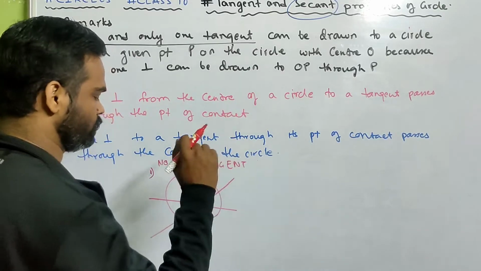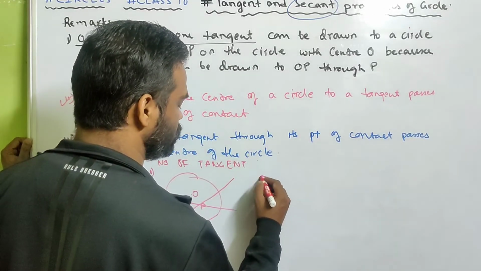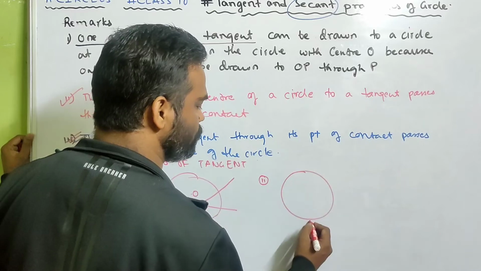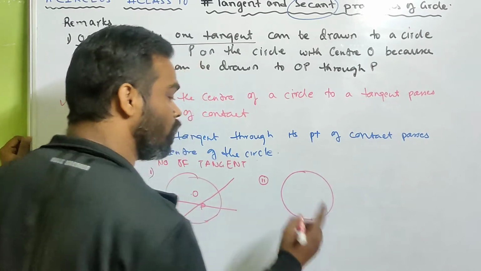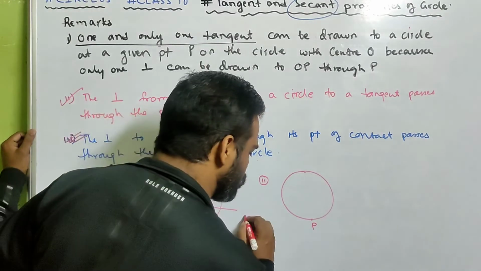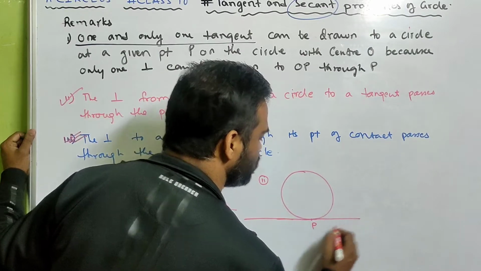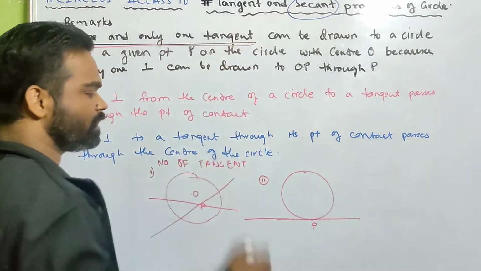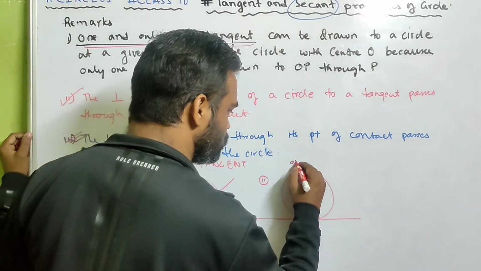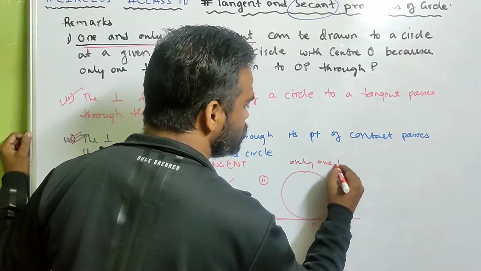Okay? Now, number 2. Suppose the point P lies on the circle, then you can draw only one tangent. We did this already. Only one tangent you can draw.